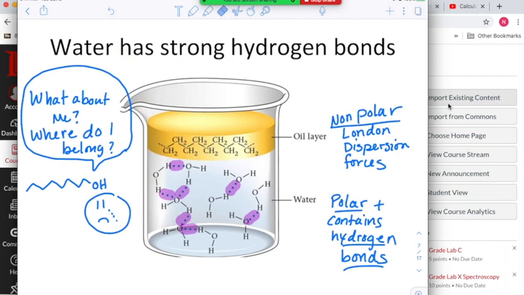So any questions about what we're talking about here, where our alcohols have two different parts? They have a part that wants to be with the oil, a part that wants to be with the water, and we're trying to figure out where they belong, so to speak, where they will be their happiest, where they're going to dissolve.